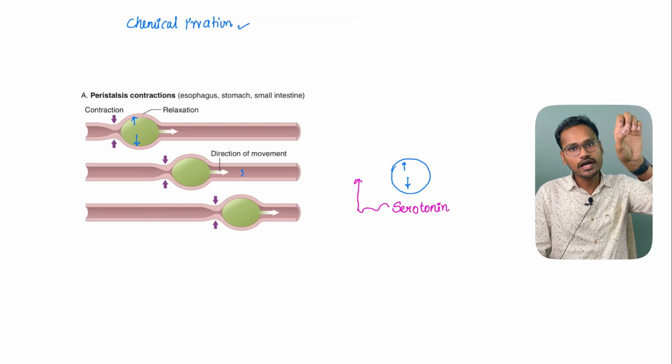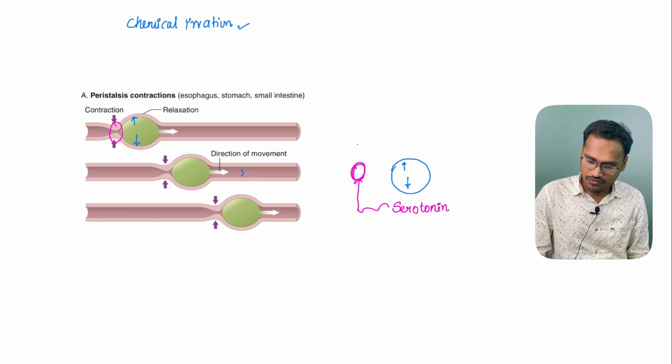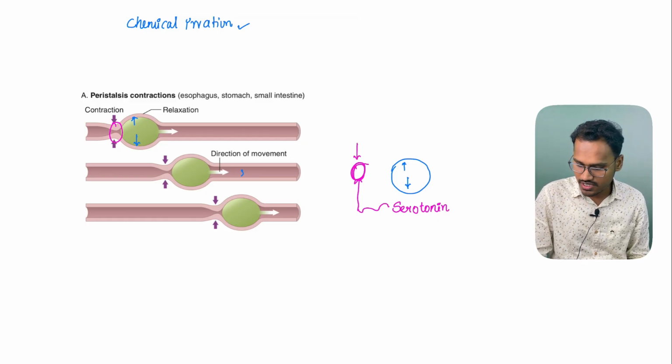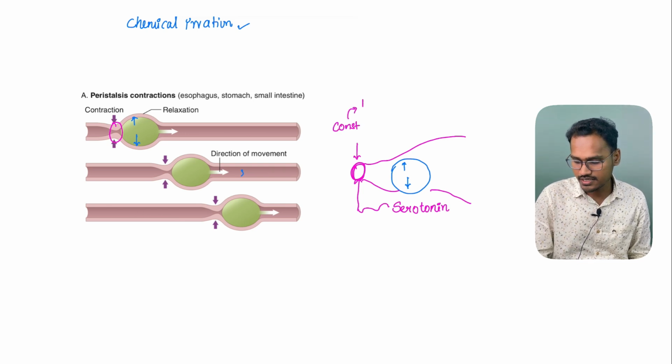Behind the bolus, what do I have to do? I have to constrict it. It is causing a constriction. It is helping to cause constriction with the help of release of neurotransmitters. So the constriction site is there. In the front, relaxation is happening. So constriction is happening with the help of acetylcholine and substance P.